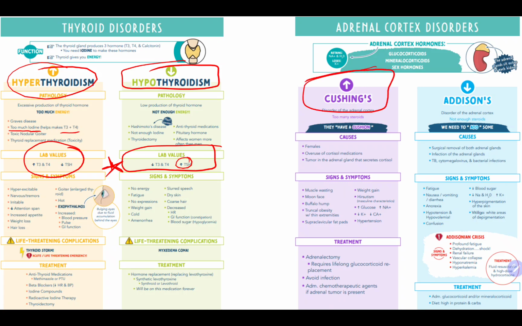When we look at the adrenal cortex disorders, we have Cushing's disease. Cushing's disease is when we have too much of these steroid hormones, too much cortisol, okay? Whereas Addison's disease is where you have too little, right? So not enough. So understand the difference between the two, right?